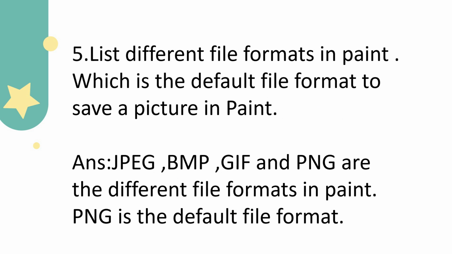Fifth question, list different file formats in Paint. Which is the default file format to save a picture in Paint? Answer, JPEG, BMP, GIF and PNG are the different file formats in Paint. PNG is the default file format.